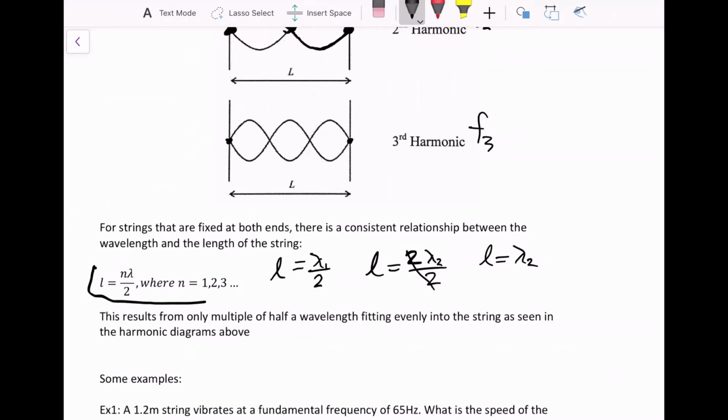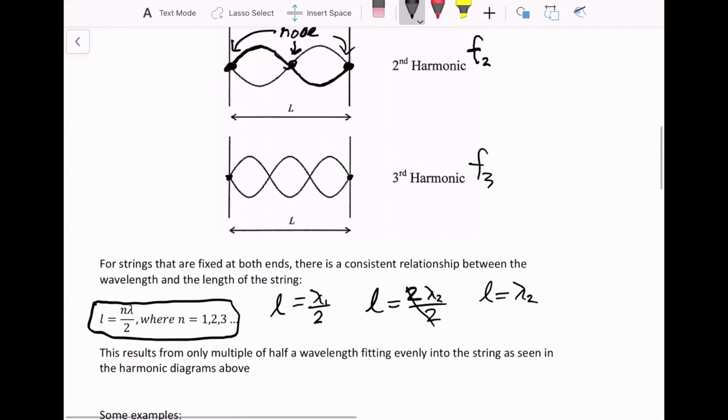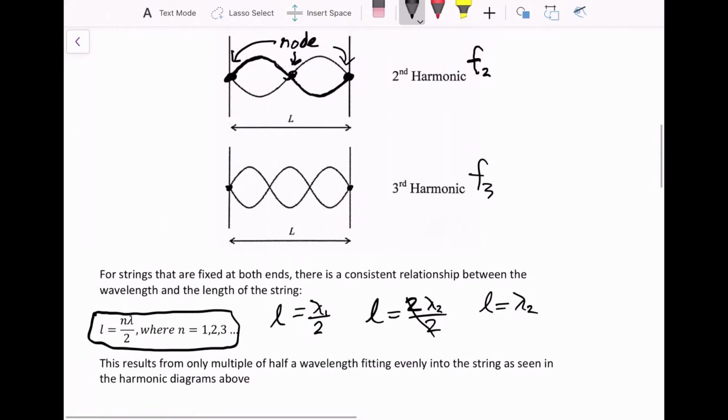So you can generalize it here, where the length is equal to the harmonic multiplied by the wavelength divided by 2. And this is just because of how these wavelengths fit into the string, where there is still a node at either end. We'll go into a couple examples.